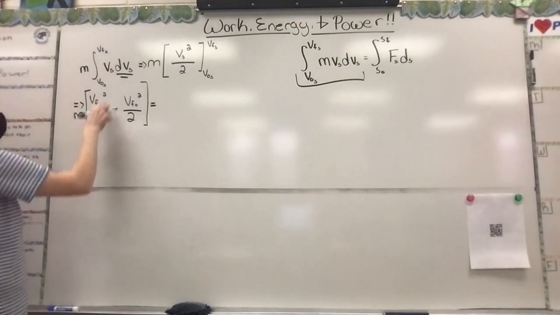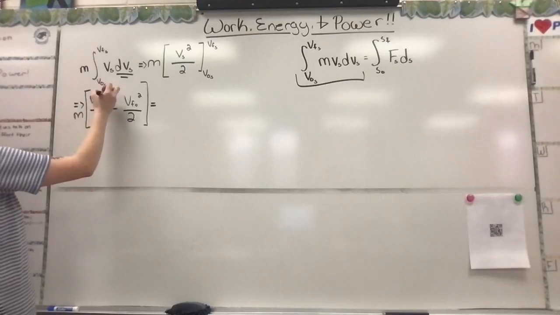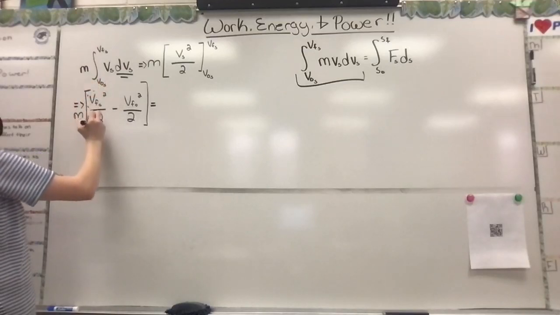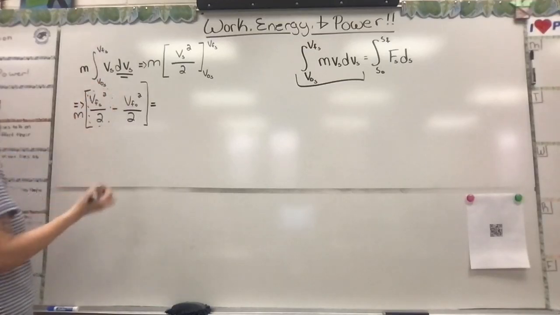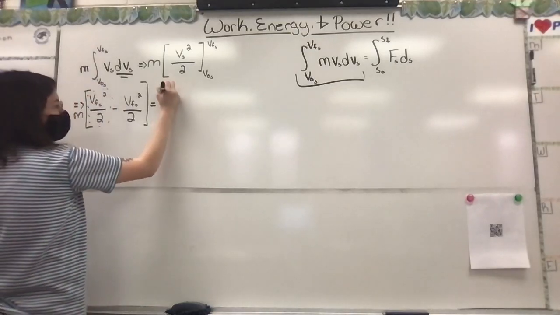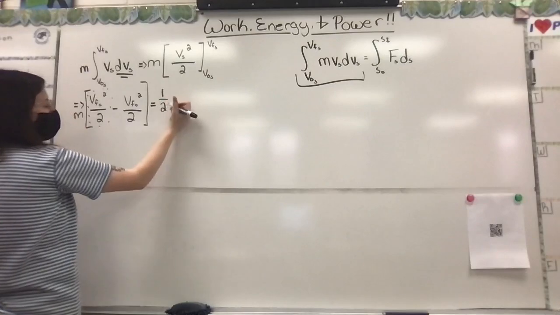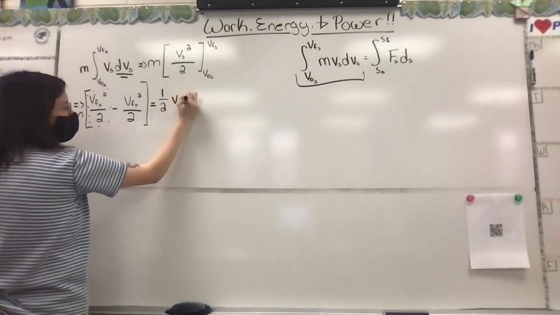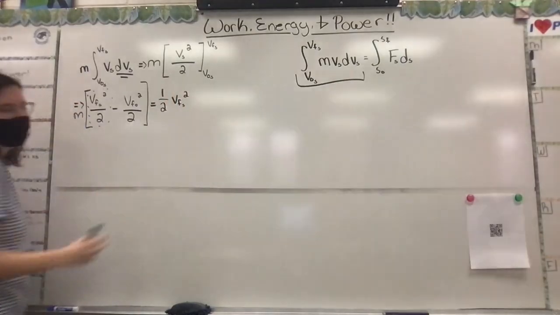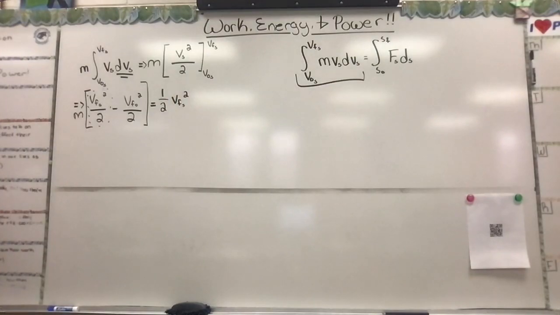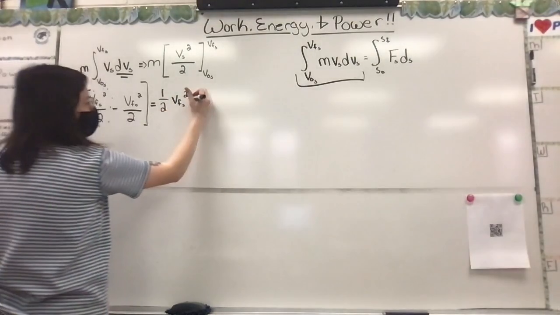And is there a way that we can write this other than like this? Couldn't we say 1/2 Vf squared? Isn't that the same thing? Yeah, and then it's getting multiplied by m.